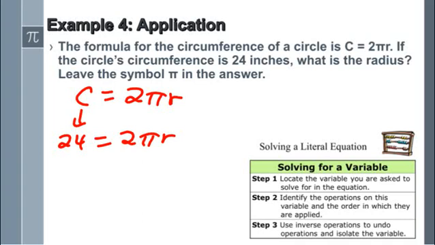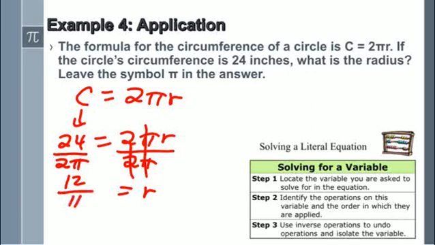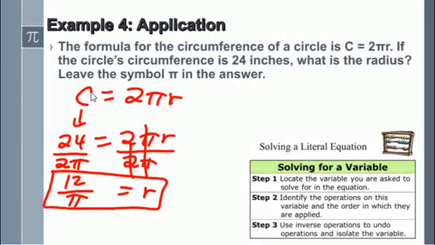And we have to find out the radius. So we need to get the radius by itself. When they say leave the symbol pi in your answer, don't put 3.14, just keep the symbol there. To get r by itself, since I'm multiplying by 2 pi, I need to divide by 2 pi. That leaves us with r, and dividing this side by 2 pi, half of 24 is 12, and I just have pi in the denominator. So my radius would be 12 divided by pi inches.